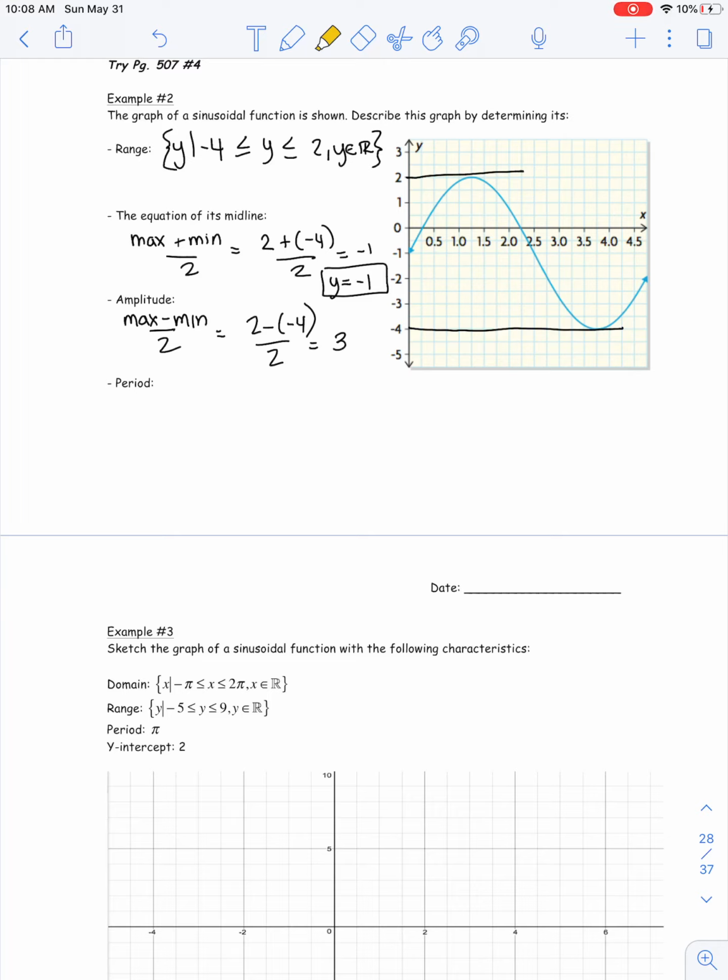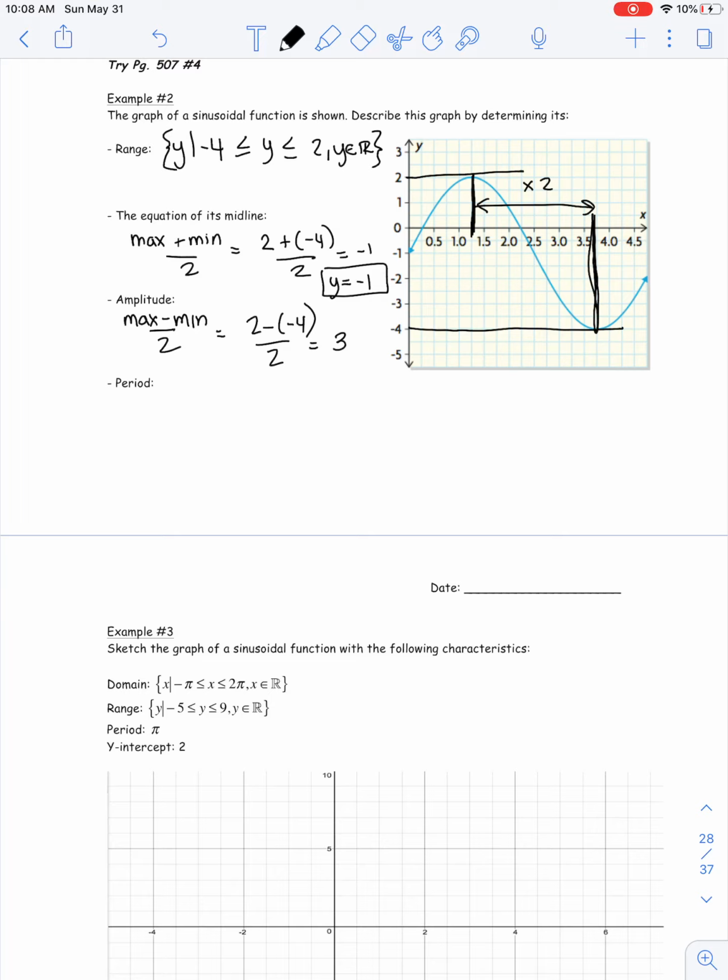Our period: as you can see, sometimes it might not be clear where our period is. So if you find the distance between your maximum and your minimum along the x-axis, and I'm going to calculate that, and if I double that, that's actually going to equal your period. So your period is going to be equal to this distance multiplied by 2.